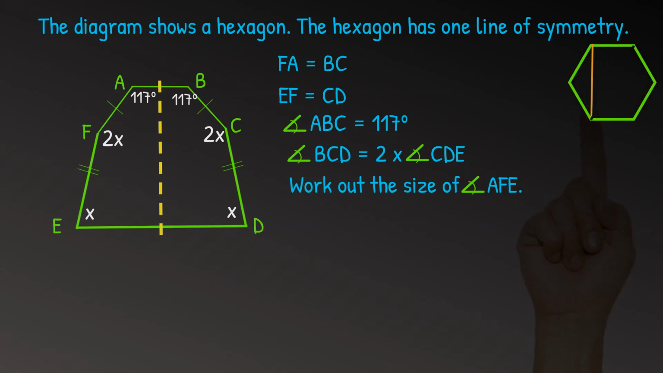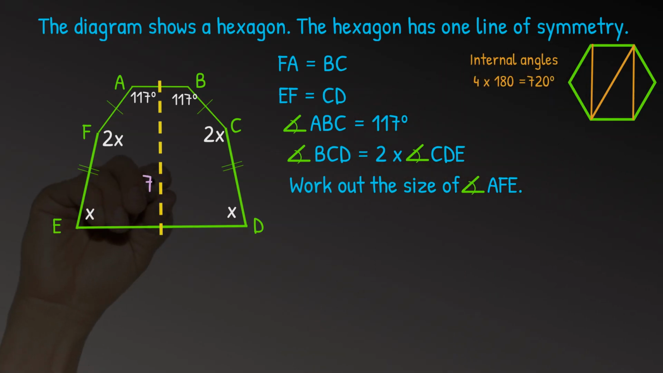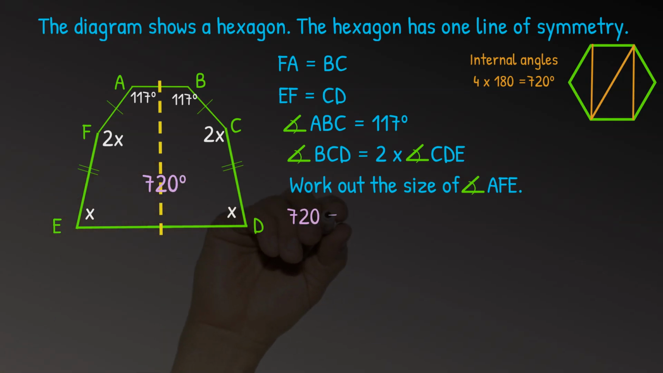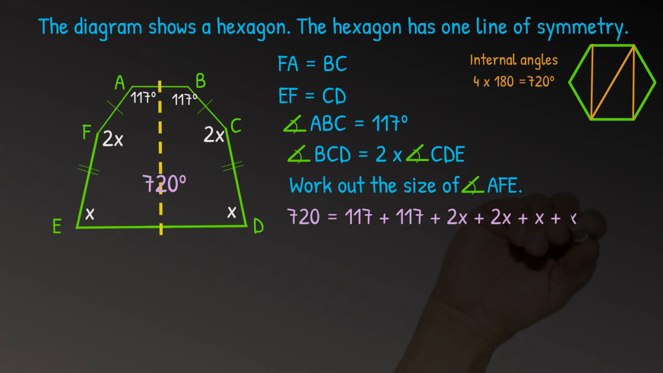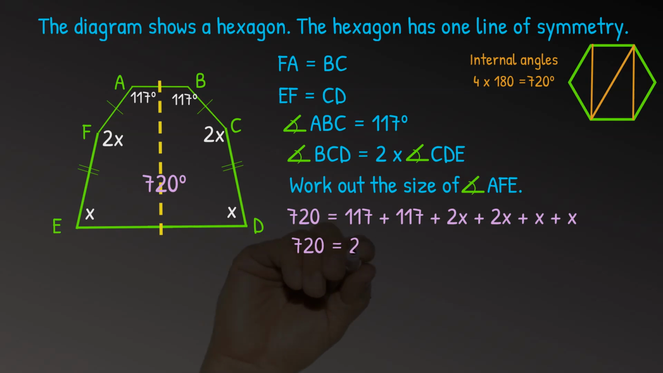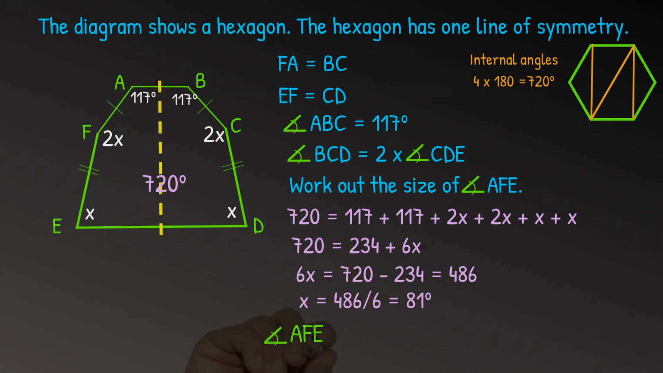Now this is a hexagon, we know we can draw 4 triangles inside a hexagon, so the internal angles are going to add up to 4 times 180, which is 720 degrees. So 720 has to be equal to 117 plus 117 plus 2x plus 2x plus x plus x. So 720 is equal to 234 plus 6x, and 6x is equal to 486. So to get x, we divide that by 6, which gives us 81. However, AFE is 2x, so we multiply by 2 to get AFE, which is 162 degrees.